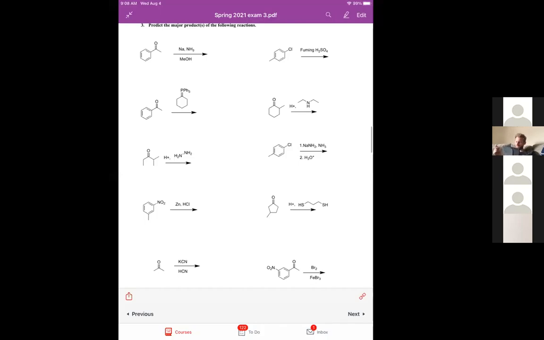Let's see. I want to say we talked through everything on this page here at some point. So our first one is our Birch reduction. We've got sodium. We're going to be adding electrons into our ring. Because we have an electron withdrawing group here, it's going to want to generate a negative charge at this position, so it's going to have the most resonance it can.